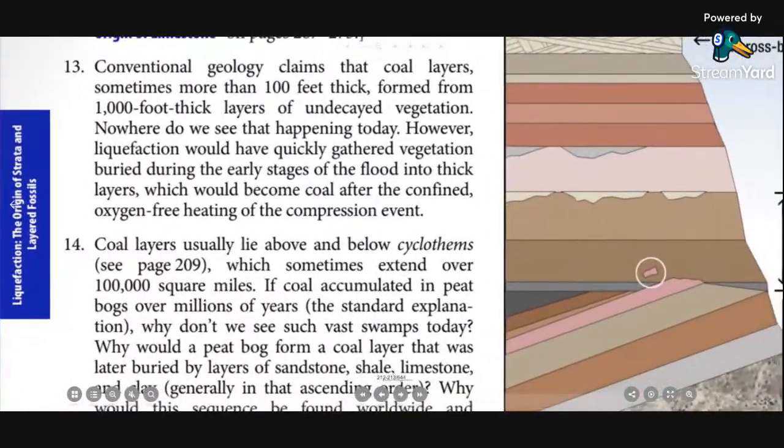Number 13. Conventional geology claims that coal layers, sometimes more than 100 feet thick, formed from 1,000-foot thick layers of undecayed vegetation. Nowhere do we see that happening today. However, liquefaction would have quickly gathered vegetation buried during the early stages of the flood into thick layers, which would become coal after the confined oxygen-free heating of the compression event.